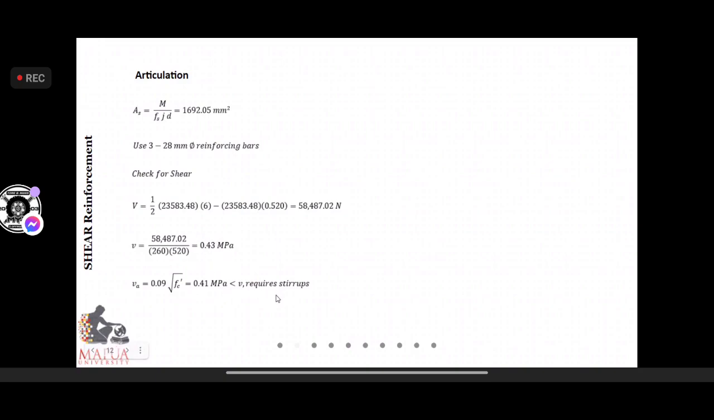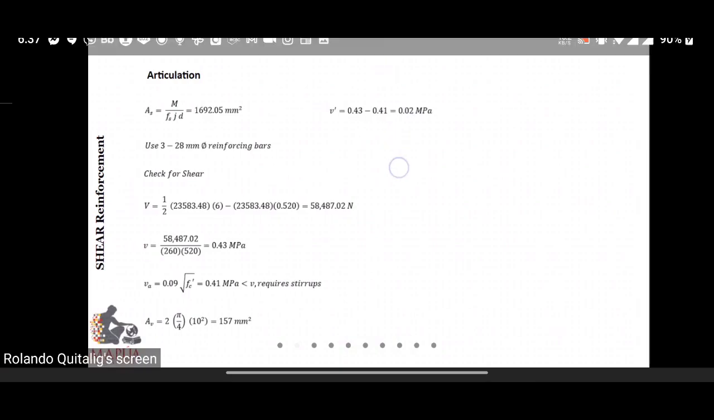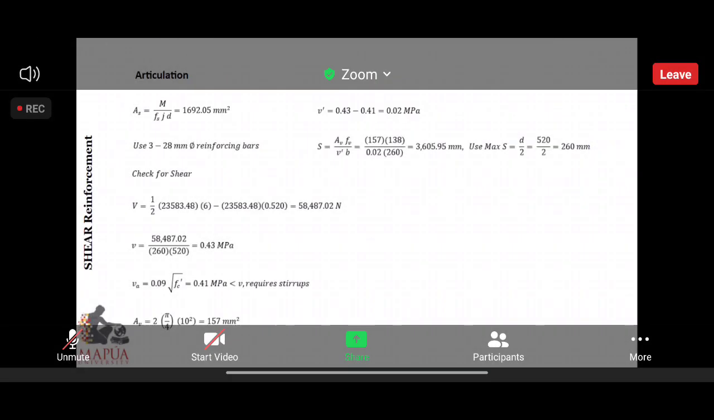So it requires stirrups. The actual is in excess, and the allowable is small; the allowable should be larger. So we need stirrups. We need to compute first the area of the stirrups, which is twice the area of the bar. I did mention the essence of 2 here: that is the coefficient that signifies the reacting situation for the two legs of the stirrup. This is the area of the 10 millimeter diameter bar, 157 square millimeters. Then we compute for the excess shear. This will be the required computation for that matter.